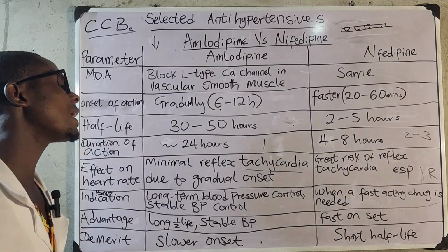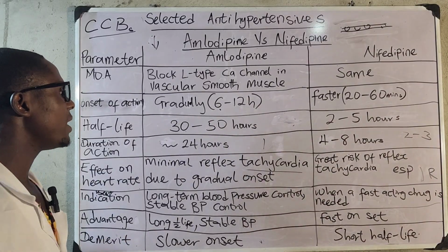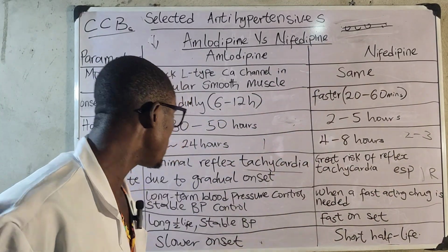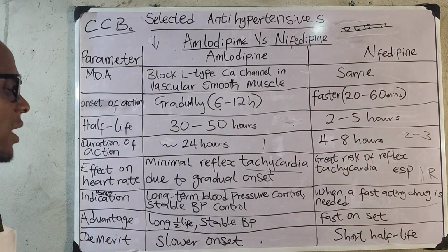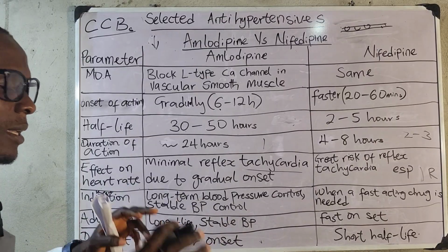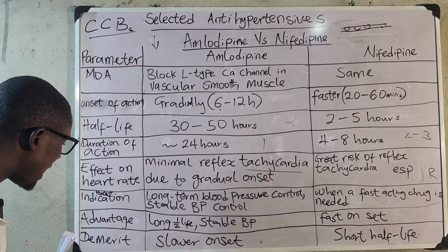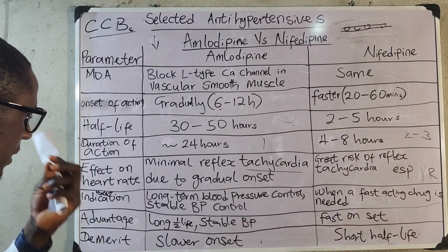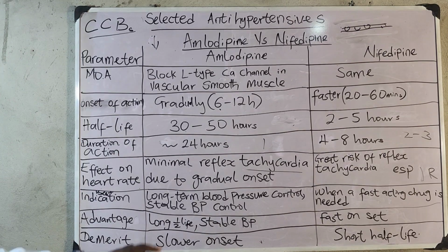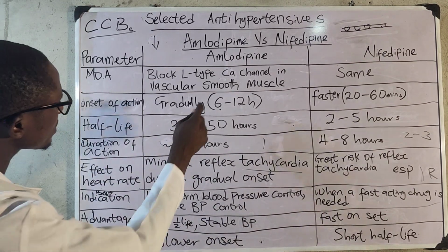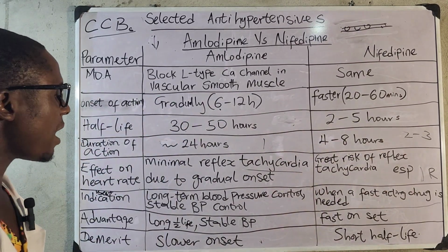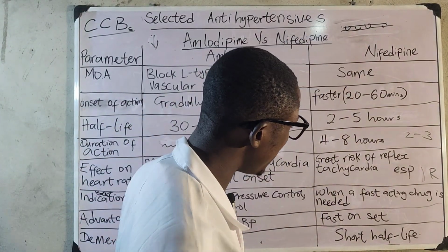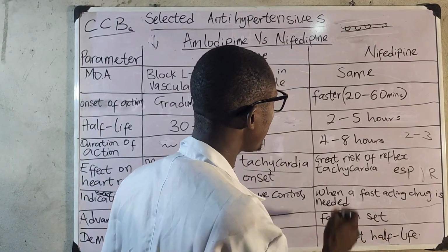How many millimeters of mercury of the BP is going to bring down when you need something immediately? So fast onset, we talk about nifedipine, but we need stable and long term use, we talk about what? Amlodipine. Now, the demerit, the disadvantage of amlodipine, is the slow onset, which is about 6 hours. However, the demerit of nifedipine is the short half life of 4 to 8 hours.